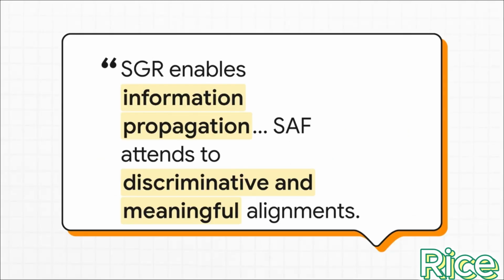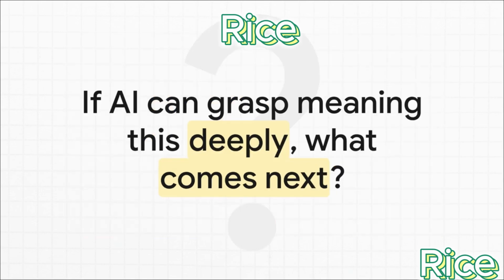And this quote from the researchers just nails why it works so well. The SGR part let the AI see how all the different clues were related, and the SAF part helped it focus only on the clues that actually mattered. It's that simple. By connecting the evidence and filtering out the noise, the AI came to a much, much more accurate conclusion. Which kind of brings us to a final really interesting thought.